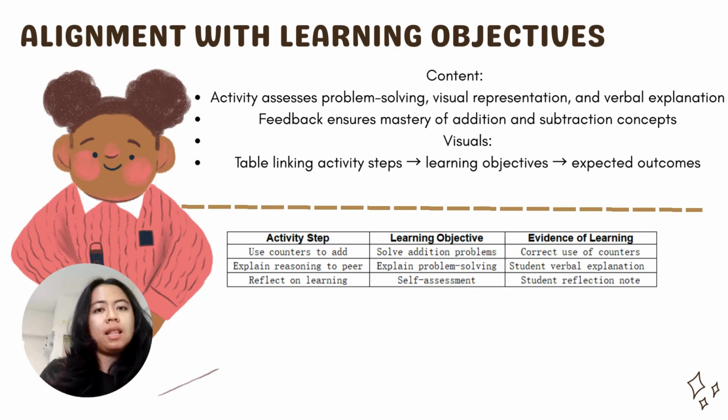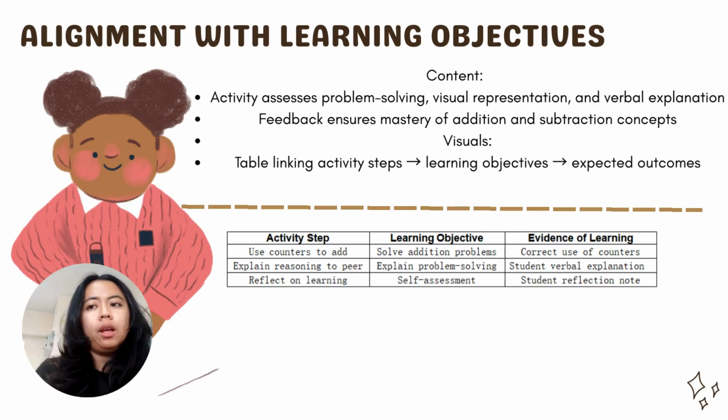The fourth slide is alignment with learning objective. This activity aligns directly with the learning outcome as it allows me to observe and support the development of problem-solving skill, visual representation, and verbal explanation of mathematical thinking. The visual aids such as counters, number line, and pictorial problem cards will help students who have difficulty processing abstract concepts. These aids also allow me to provide immediate visual feedback and score coding.